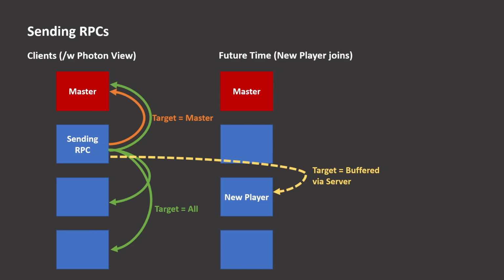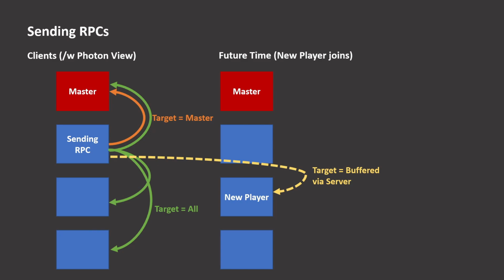Another case where it might be useful is, say there's a chest in your game, and when you open the chest, you collect your loot, and it's just an open chest. Now it's useless. Then you might use a buffered RPC, because you can just say, okay, open chest.